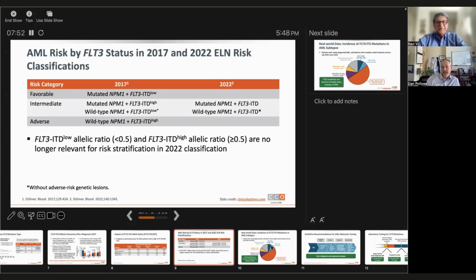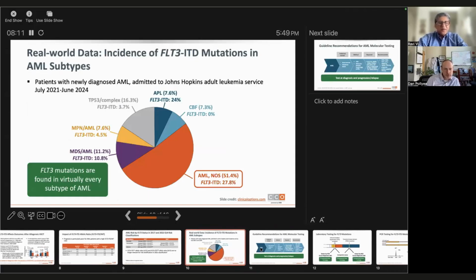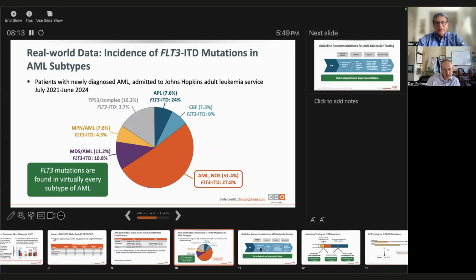And again, I think this has everything to do with the ability to target FLT3 with these really effective targeted therapies, which is able to turn what was historically a bad prognostic feature into something not so bad. And is this prevalent in all risk categories of AML, or is it more prevalent in one specific subtype of AML?